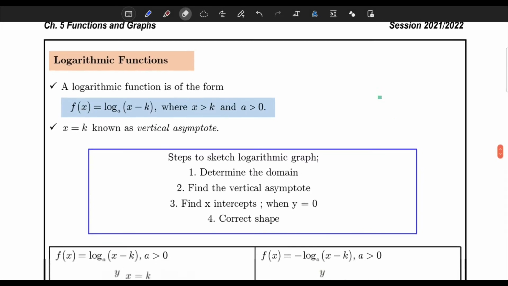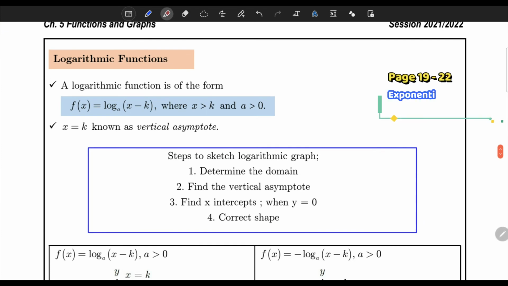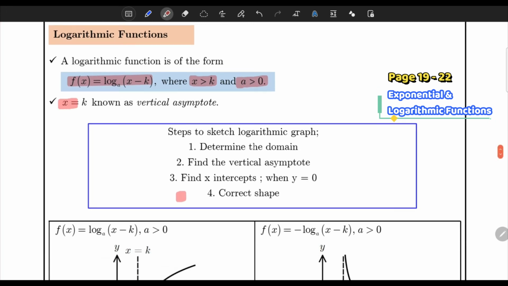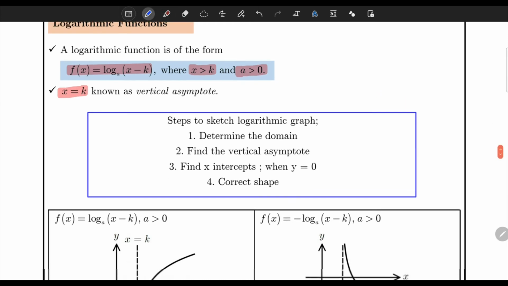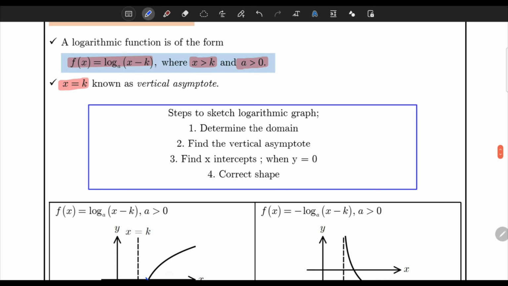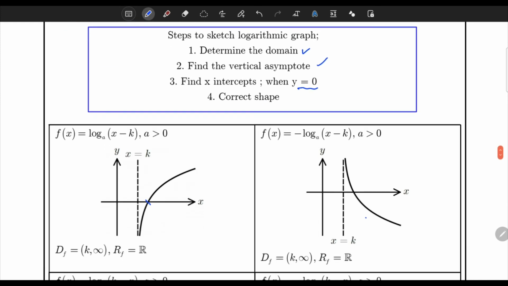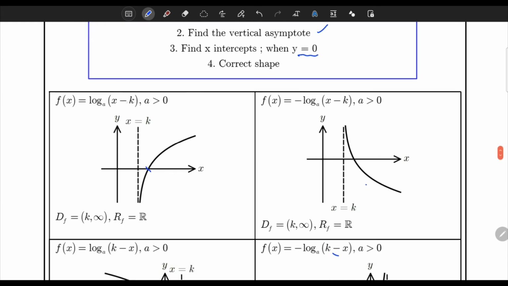Logarithmic functions. A logarithmic function is of the form f(x) equals log of (x minus k), base a, where x is greater than k and a is greater than 0. So x equals k is known as the vertical asymptote. Steps to sketch a logarithmic graph: determine the domain, find the vertical asymptote, find the x-intercept when y is 0, and then the correct shape.